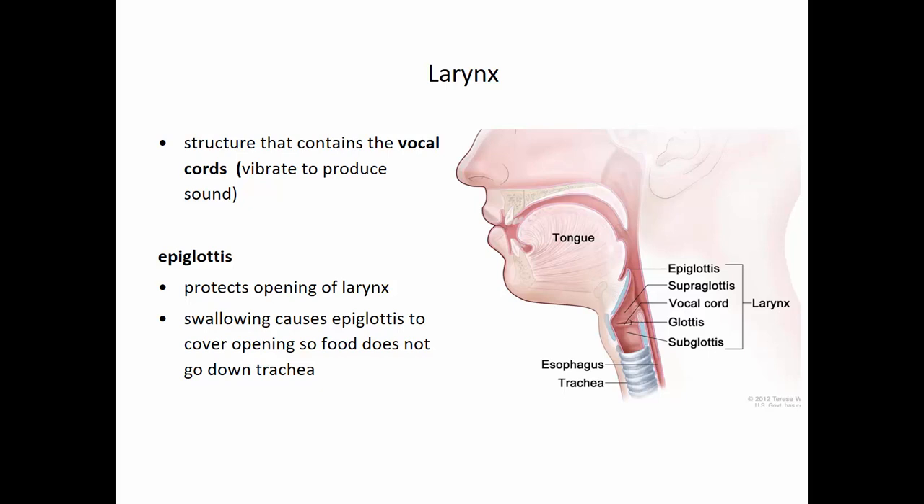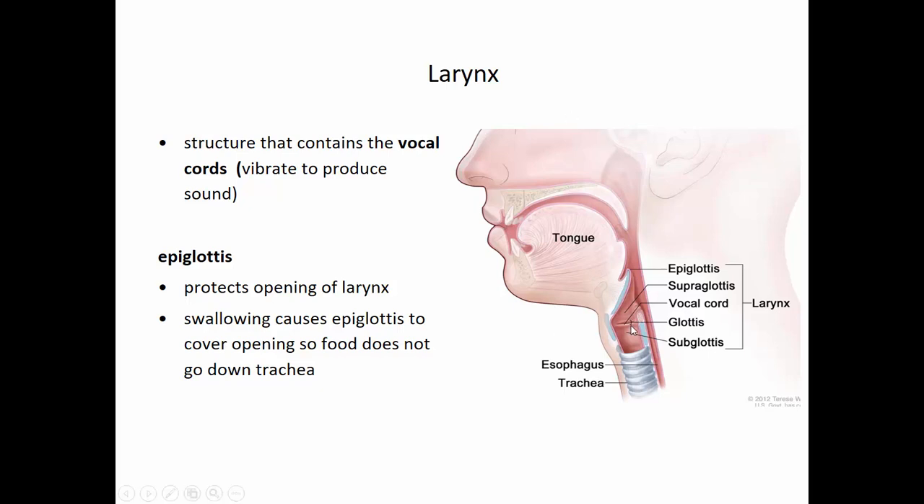Past the pharynx, air will now go past the larynx, which is at the top of the trachea. The larynx is the structure that contains our vocal cords, and as air passes over those vocal cords, they vibrate, and that allows us to produce sounds. We have muscles associated with that as well, and so we can change the quality of the sound by changing the shape of those vocal cords.